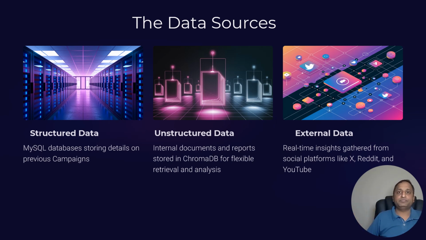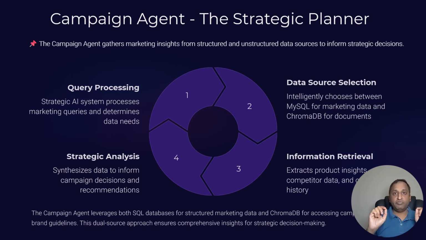So the first agent we have is the campaign agent. This is kind of a strategic planner. This gives insights into their campaigns. If the user asks a question like what is the CTR on my Facebook campaign, or how does the Facebook campaign compare to the campaign I ran on Google, or the campaign I ran on Instagram, it can give you that intelligence based on their campaign data.